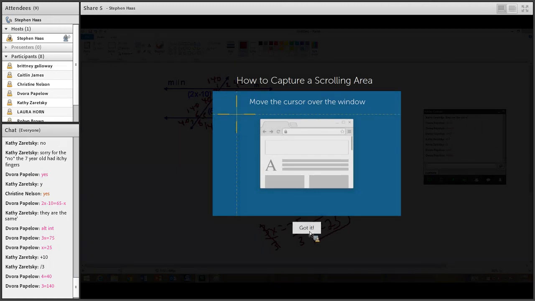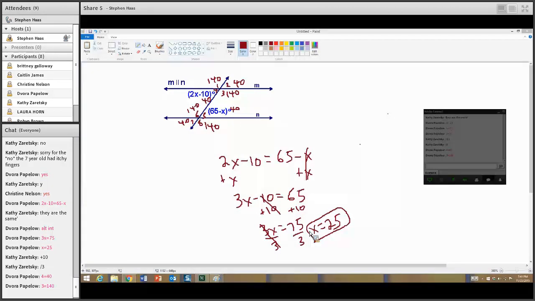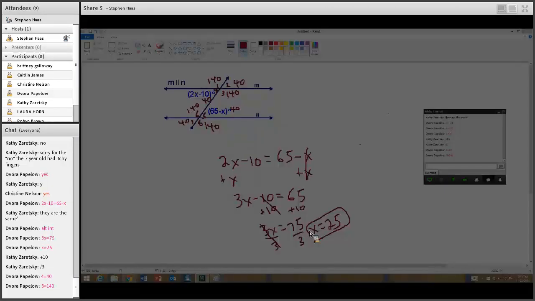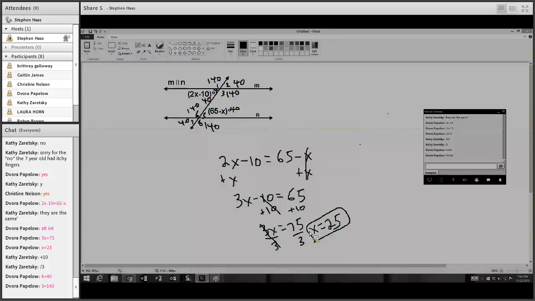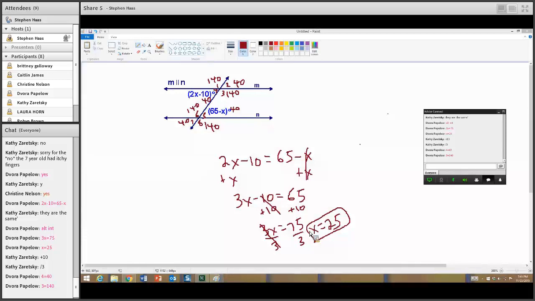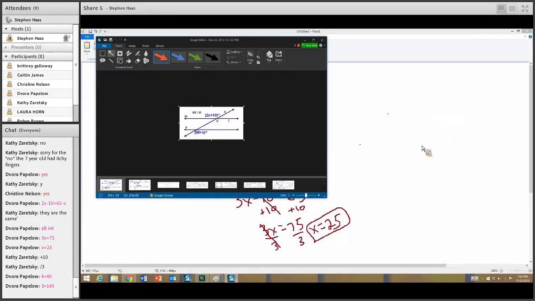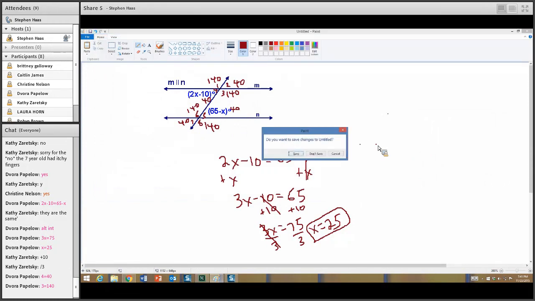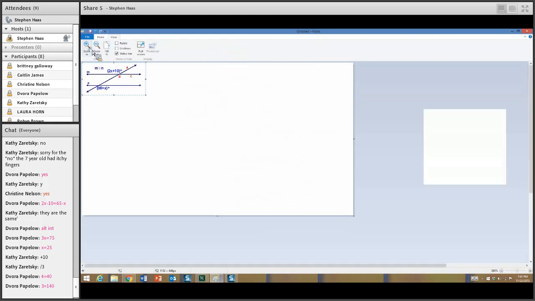What's going on over here? Okay, that was very nice of Snagit to give me a lesson on how to use it. But thank you. I know how to use Snagit, but I appreciate the lesson. All right, there we go.